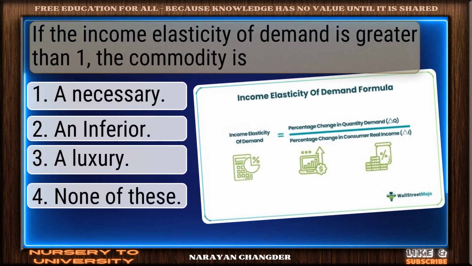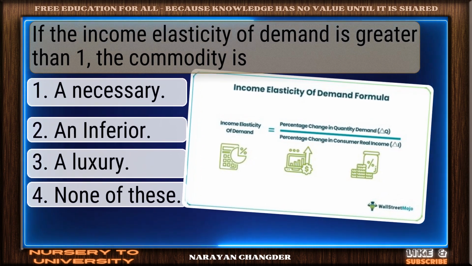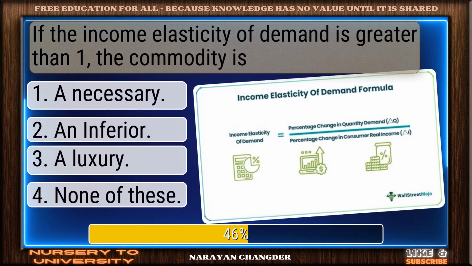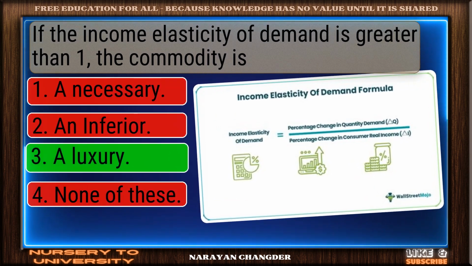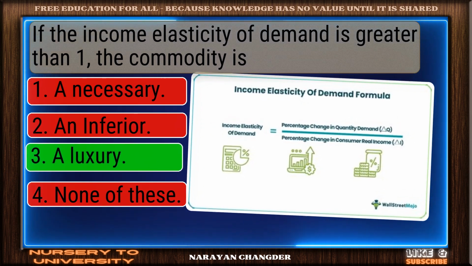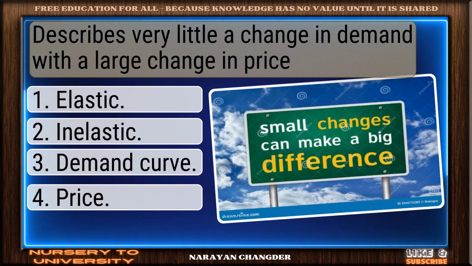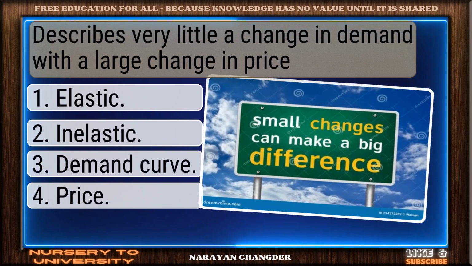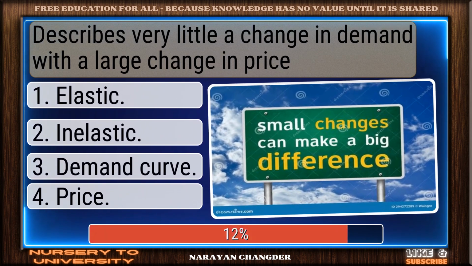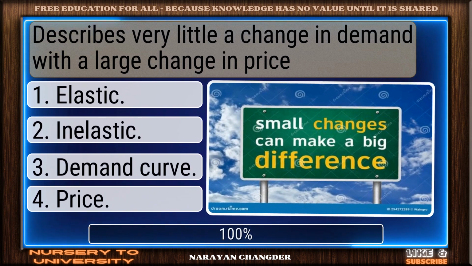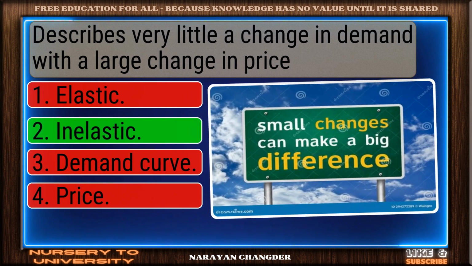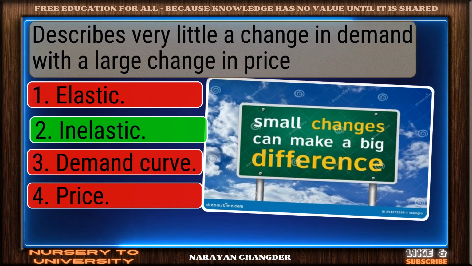If the income elasticity of demand is greater than 1, the commodity is. Nice selection. A luxury is the correct and valid answer. Describes very little change in demand with a large change in price. Smart move. Inelastic is an accurate answer.